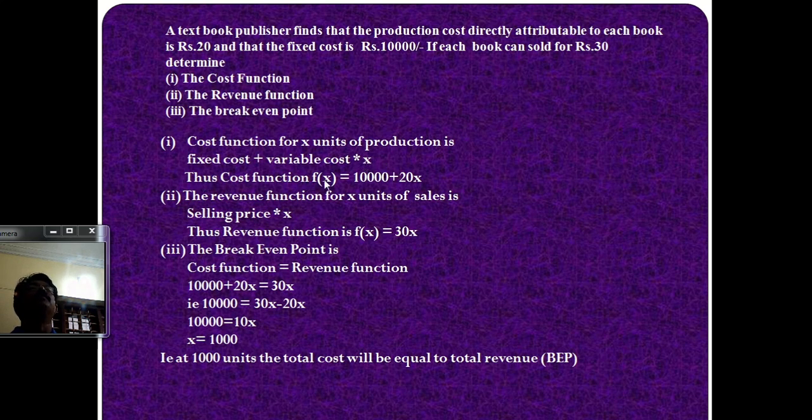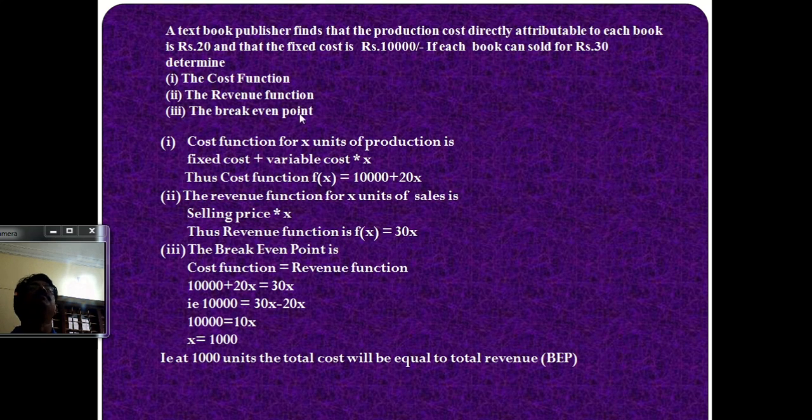So what is the cost function? F of x is equal to 10,000, the fixed cost, plus 20x, 20 into the quantity produced. So the cost function is 10,000 plus 20x. Likewise, what is the revenue function? He is selling this product at rupees 30, so 30 into x, 30x. So the revenue function is 30x.